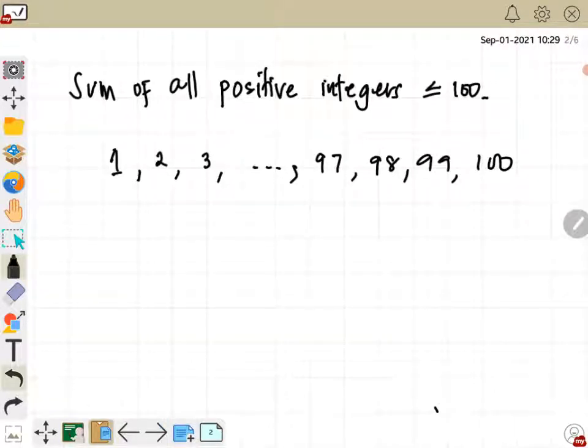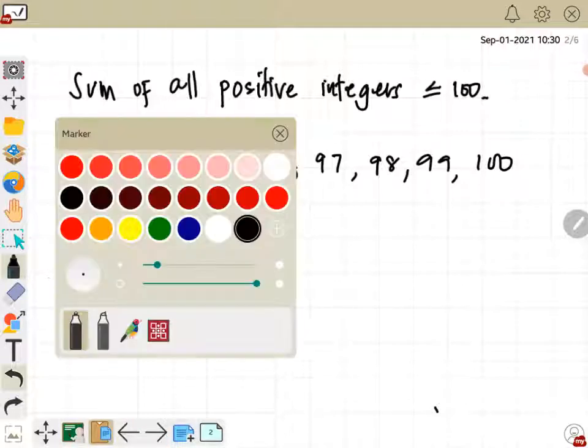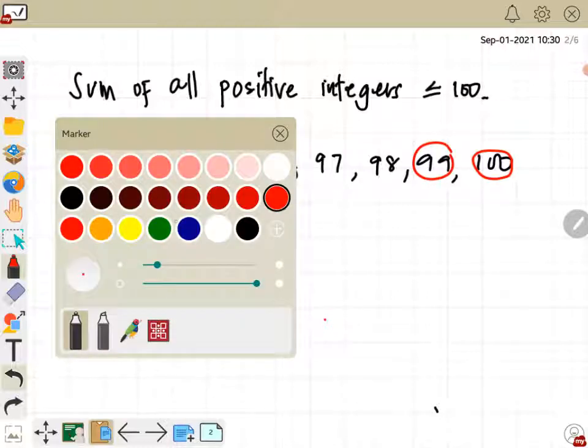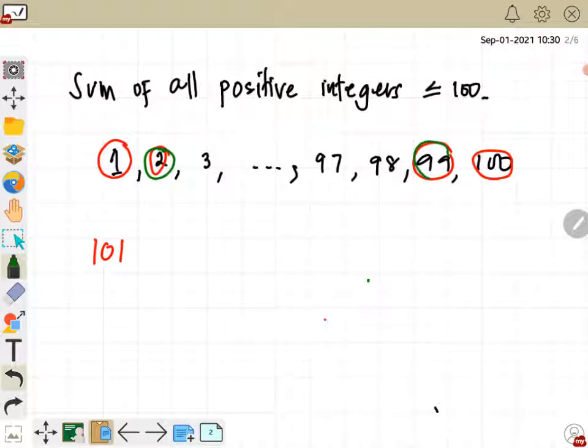So suppose we have the sum of all positive integers less than or equal to 100, and we are tasked to get the sum of that. Add these terms from 1, 2, 3, 4, 5, 6, and so on till 97, 98, 99, 100. As you can see, this one gives us 101. This one as well gives us the same 101.